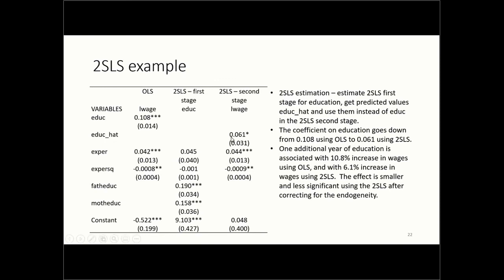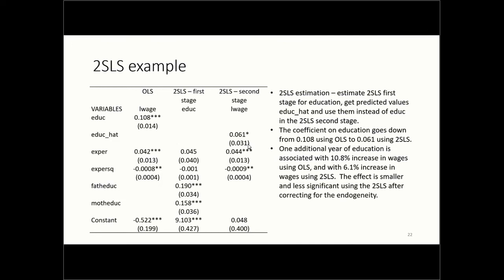Once again, we find that the two-stage least squares coefficient is smaller than the OLS coefficient, and it's also less significant. The reason for the lower significance is that the standard error is actually higher for the two-stage least squares coefficient.